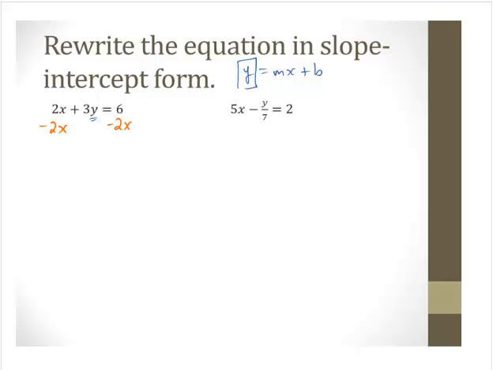yielding 3y is equal to -2x plus 6. Thinking ahead of what we want, that mx plus b form, I'm going to put the x term first on the right-hand side. And now to isolate y, I will divide the left-hand side by 3, and using really the distributive property, divide each term by 3, yielding y equals -2/3 x plus 2.